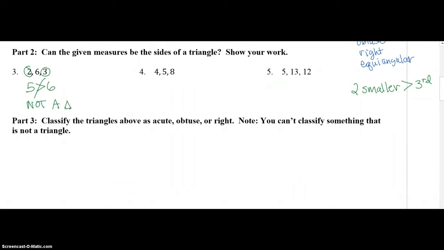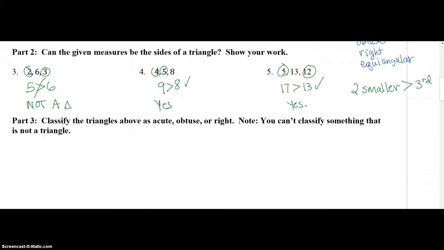In number 4, they're in the correct order. We do 4 plus 5 is 9, which is greater than 8. That's true. So yes, this is a triangle. Number 5, 5 and 12 are the two smaller, which is 17. 17 is greater than 13. So this is a triangle.